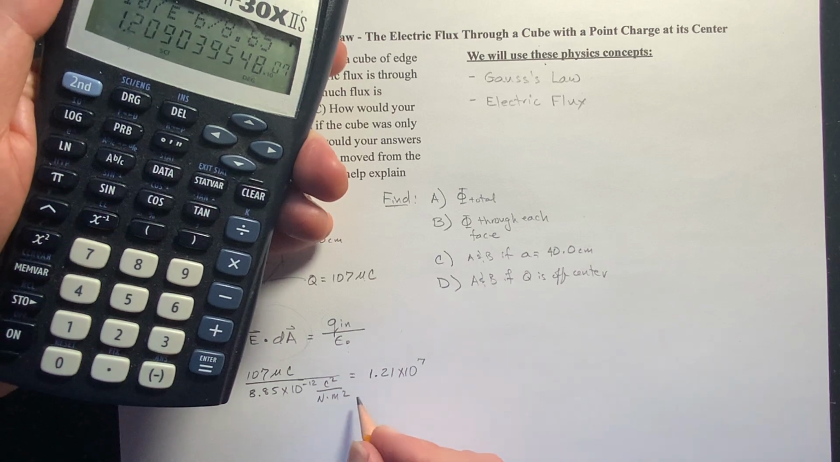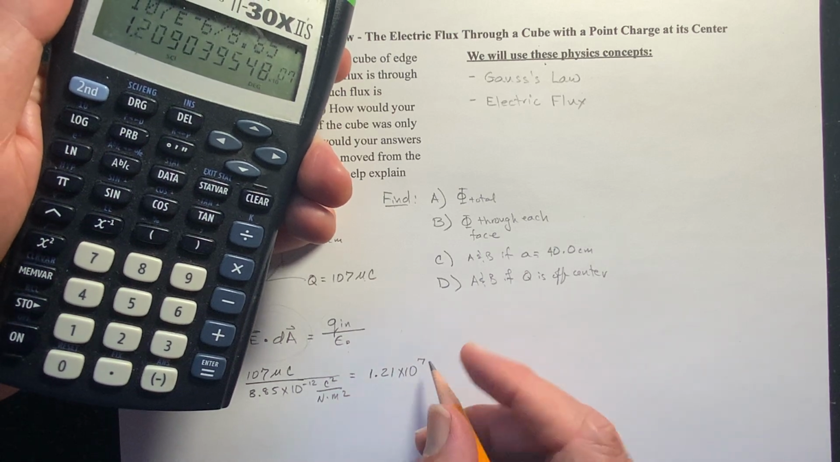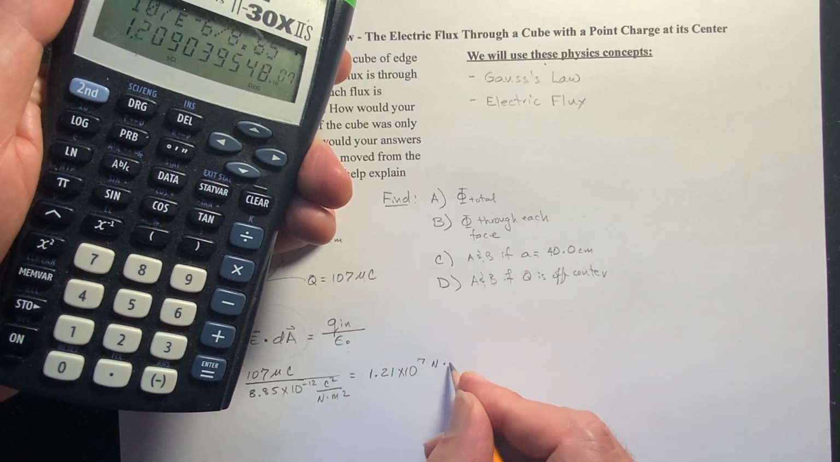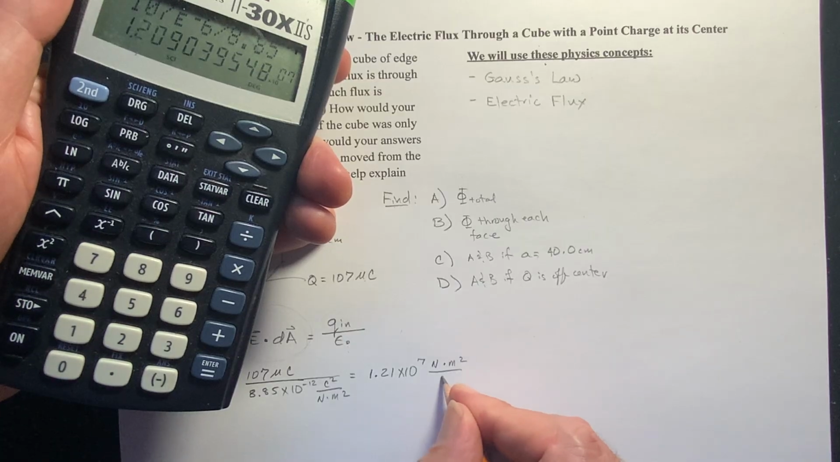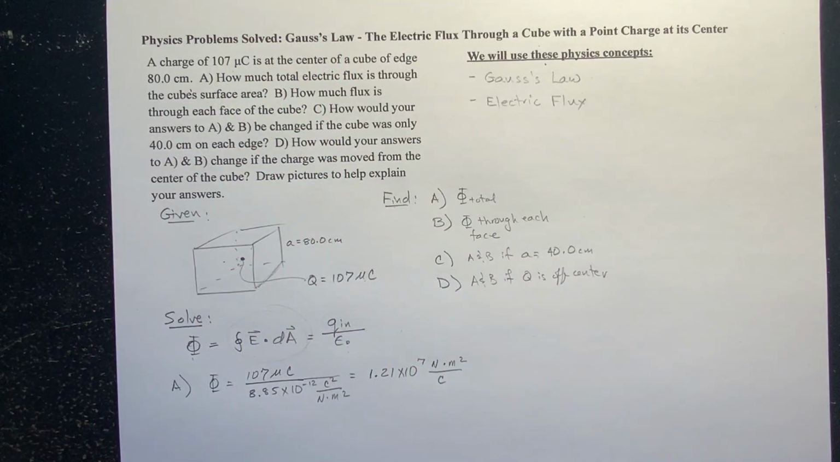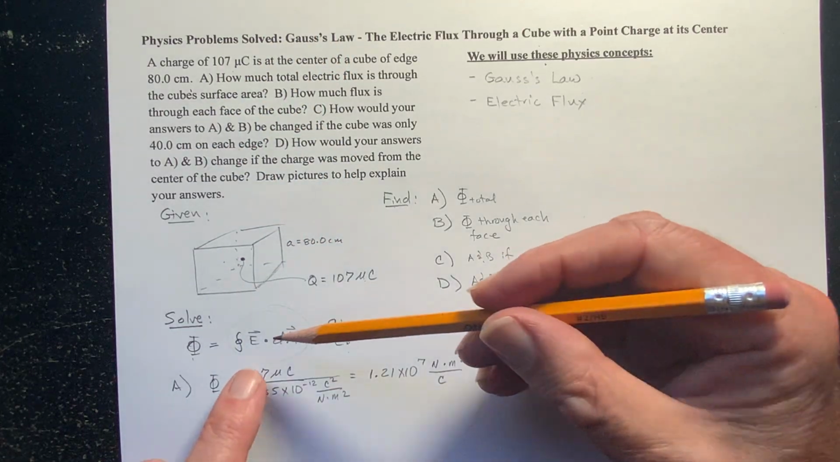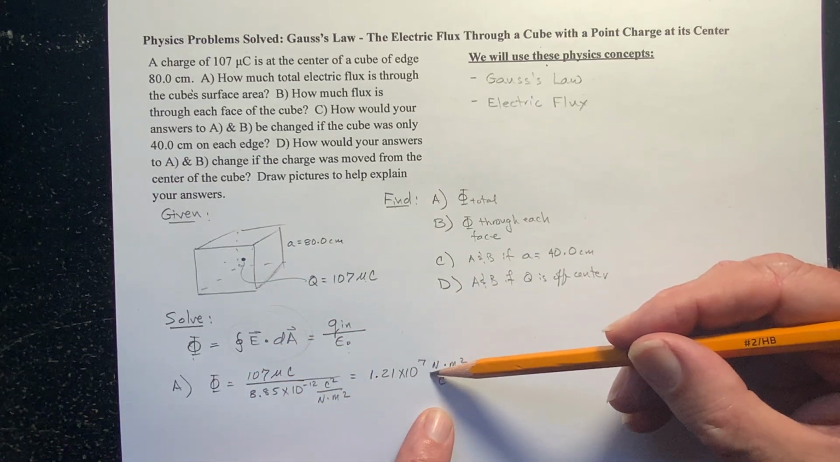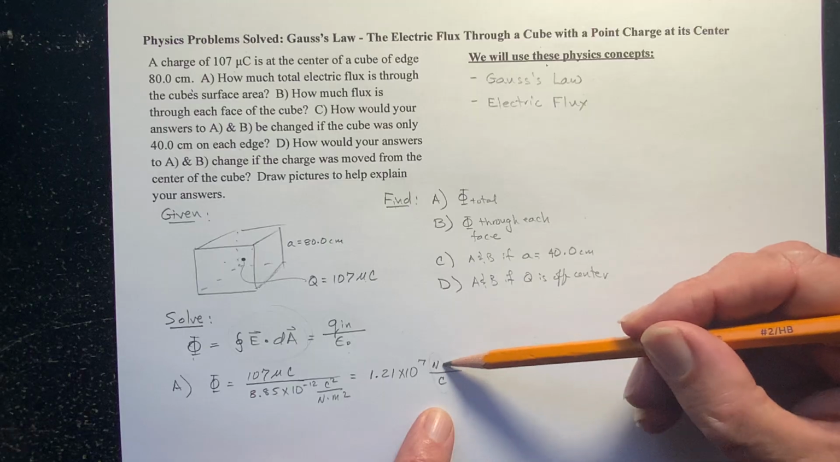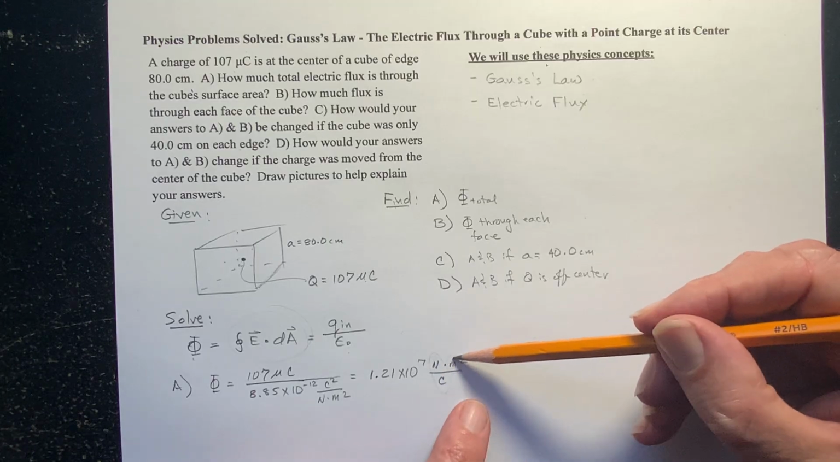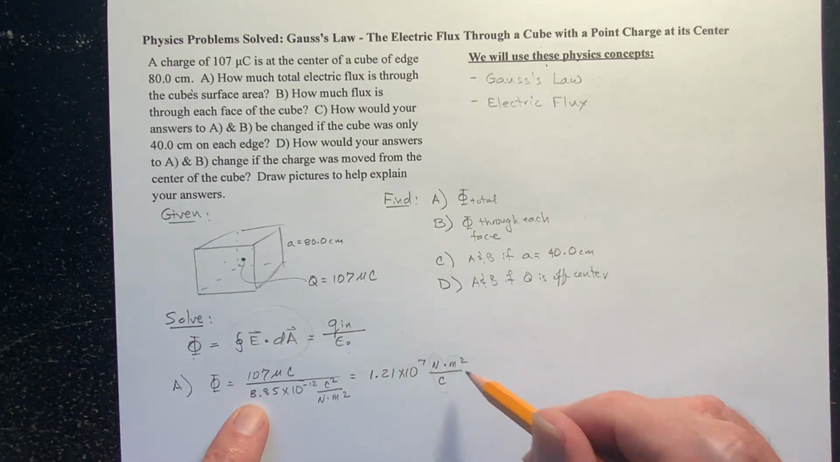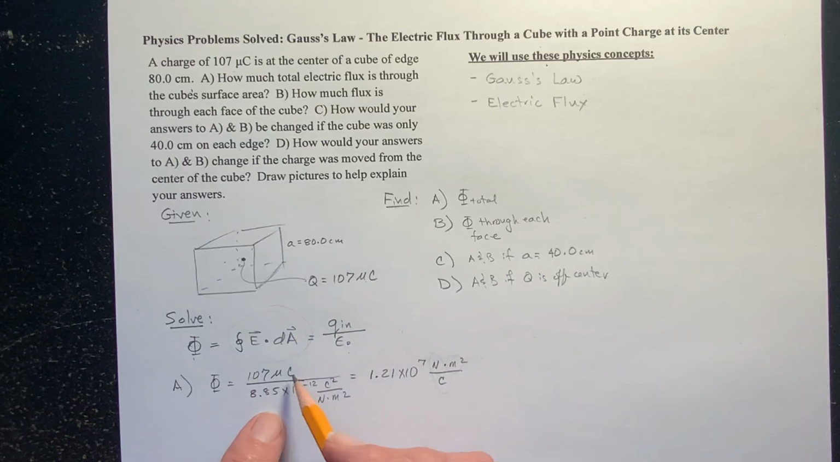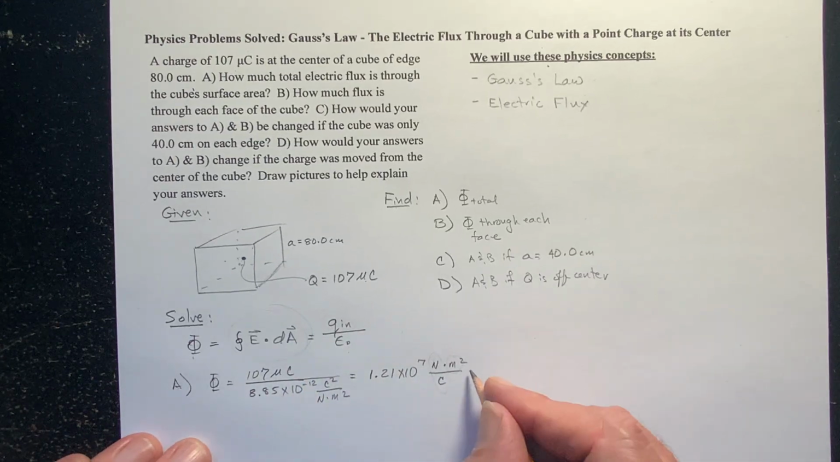Now, what units would these be? Newton meters squared per coulomb. Now, one way to check the units for this, check this out. It's electric field times area. And you know what the units for electric field are. It's newtons per coulomb, and then area is just meters squared. So yeah, the units here work out. And so there's my answer for part A.